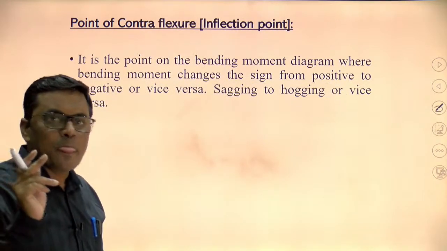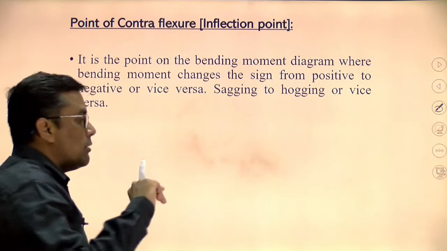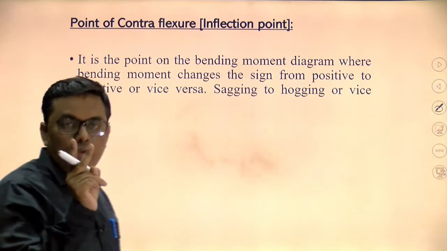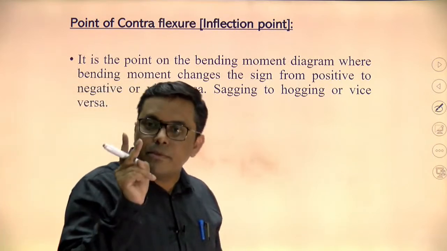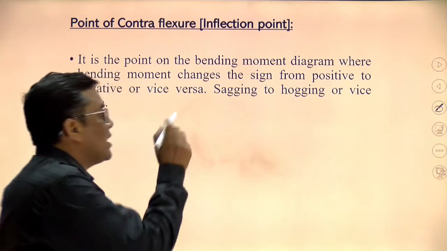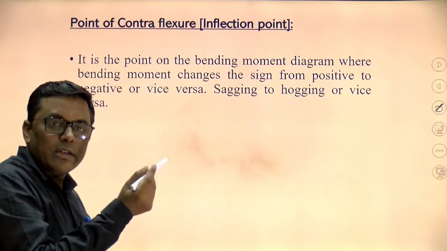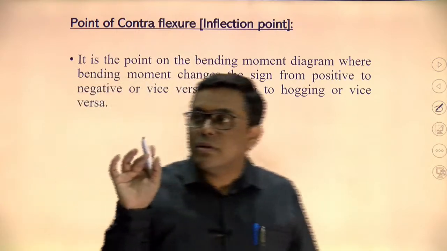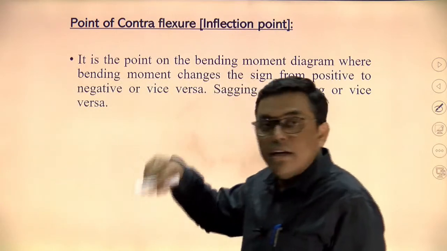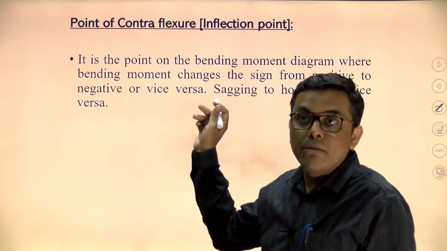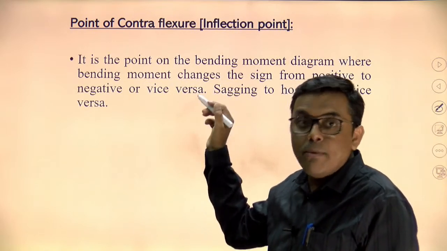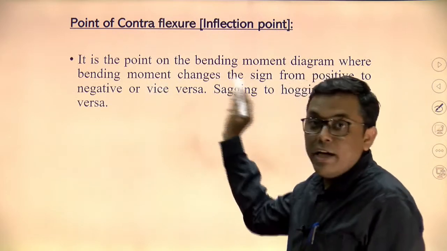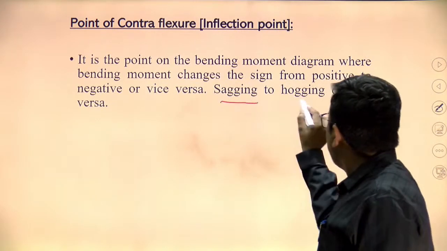What does it mean? From positive to negative, from negative to positive, because we are getting two natures, positive and negative. It can be sagging or hogging. If on the left side it is clockwise, positive. If on the left side it is anti-clockwise, it is negative. So according to that, it can be positive and negative, or sagging or hogging.